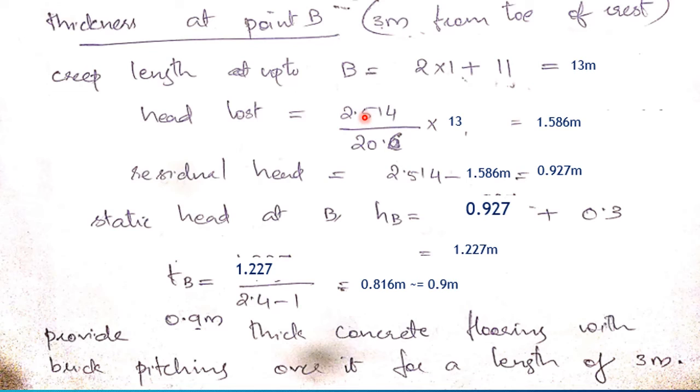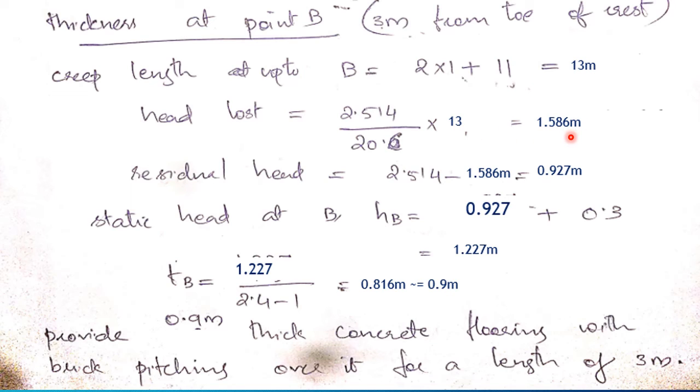2.514, that is the seepage head available, divided by length of floor, into 13. This 2.514 by length of floor is the hydraulic gradient, that is H by L, into 13, that is the creep length up to point B. Hence head lost is 1.586 meters.